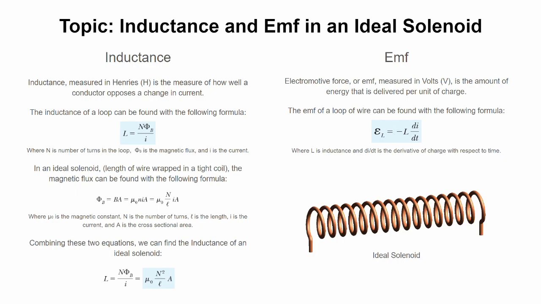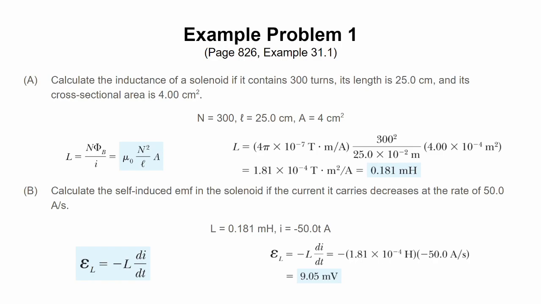Electromotive force, or EMF, which is measured in volts, is the amount of energy that is delivered per unit of charge. The EMF in a loop of wire can be found with the following formula, where the EMF equals -1 multiplied by the inductance multiplied by the derivative of charge with respect to time. In the bottom right, there is a figure representing an ideal solenoid. So let's look at an example of how these values could be calculated analytically.